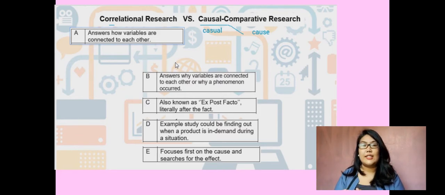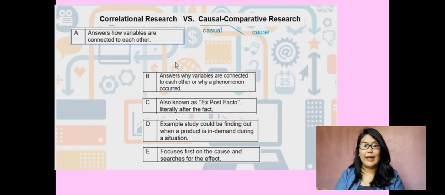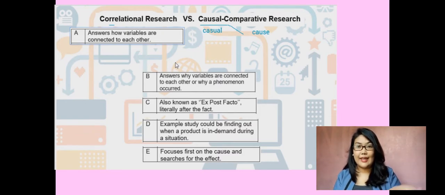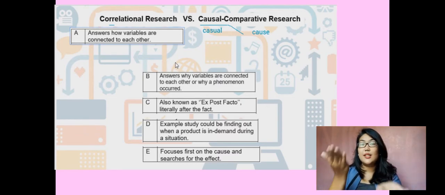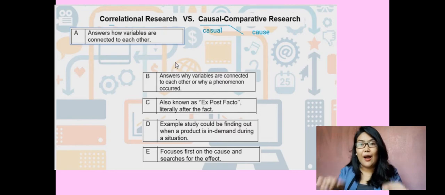Okay, for instance, a variable example: your performance in math and your performance in English. Meron ba siyang relationship? Kapag ba magaling ka sa math, mahina ka sa English? Or vice versa? Okay, so those studies are correlational. The other one, tataas ba yan, mababa ba yan? So, it's more of how. Paano?